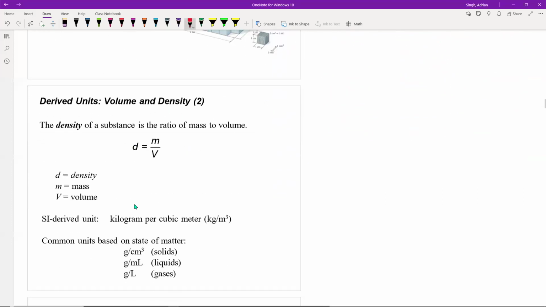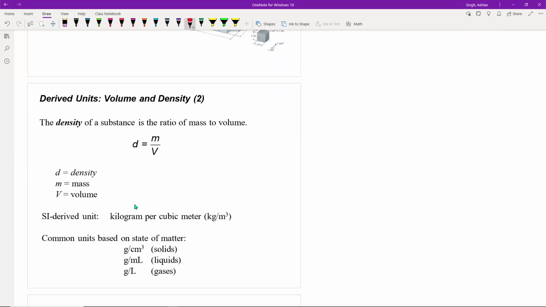Another very common example of a derived unit is density. And density is simply the ratio of a substance's mass to its volume. So typically the density equation is D equals M over V, where M is equal to the mass and V is equal to the volume. So if we substitute, for instance, units for mass and volume in here, we can end up with another derived unit. So for example, if I have grams as my mass and liters as my volume, I end up with grams per liter as my derived unit for density.